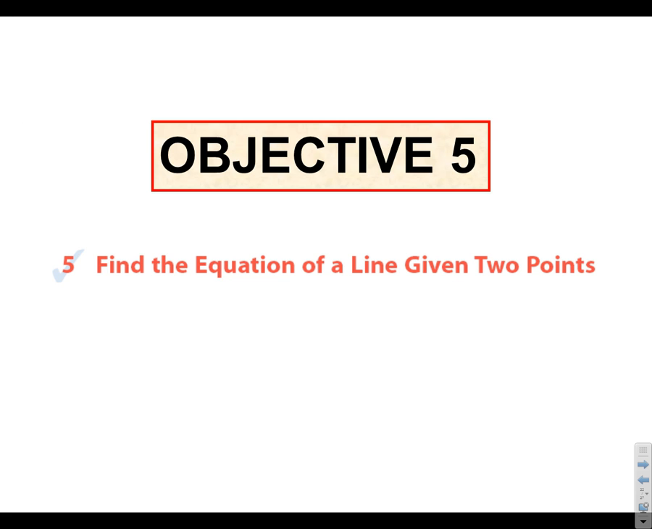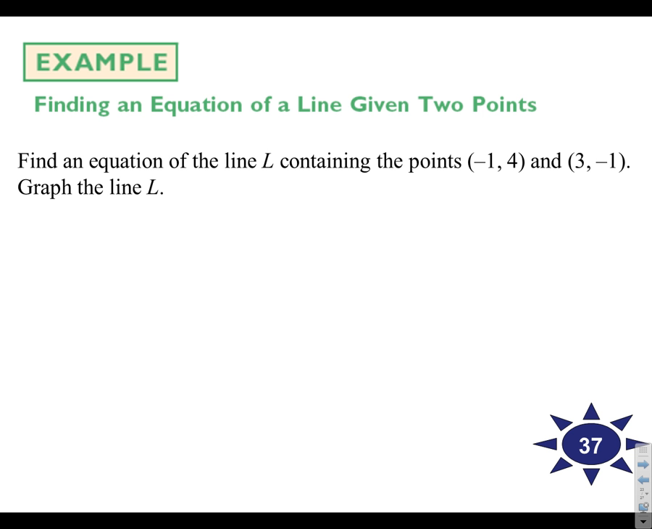Okay, how about if we have 2 points? Can we find the equation here? First thing we're going to do is find the slope. So let's go back in and figure out slope. Y1 minus y2 over x1 minus x2. So we've got 5 over -4. So -5/4.